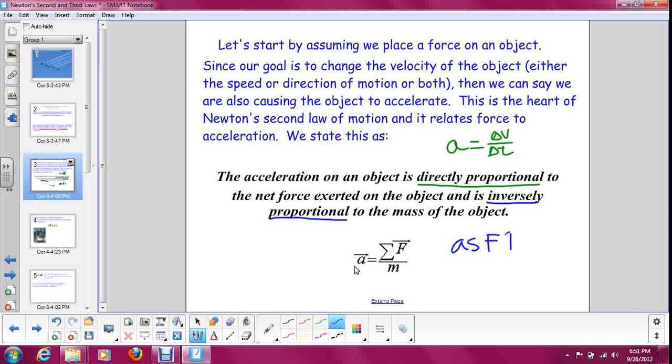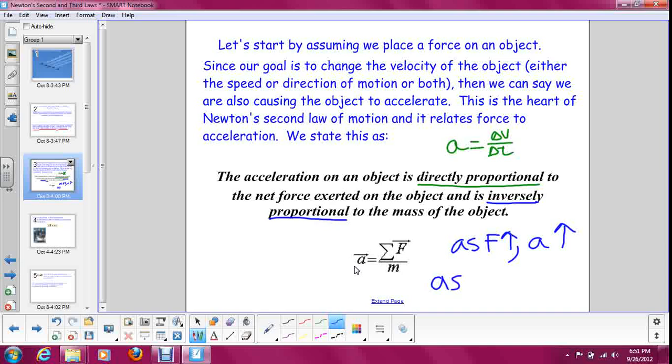So if we think about this, as F increases, so as we push harder on something and apply a larger force, A does what? Will A increase or decrease? Well, both A and F are in the numerators here on either side. So as one goes up, the other goes up. As we increase the force on an object, its acceleration or its change in velocity will also increase. So that is directly proportional.